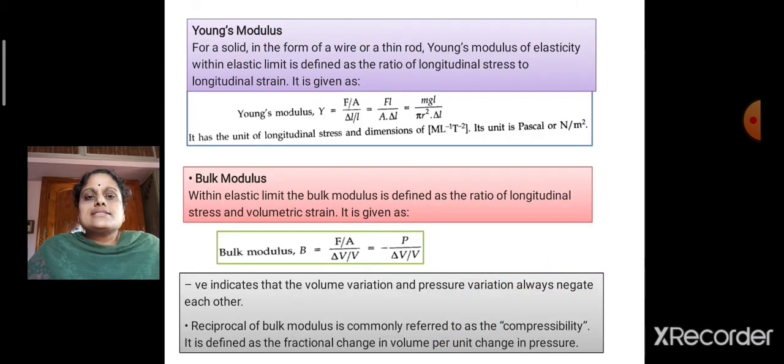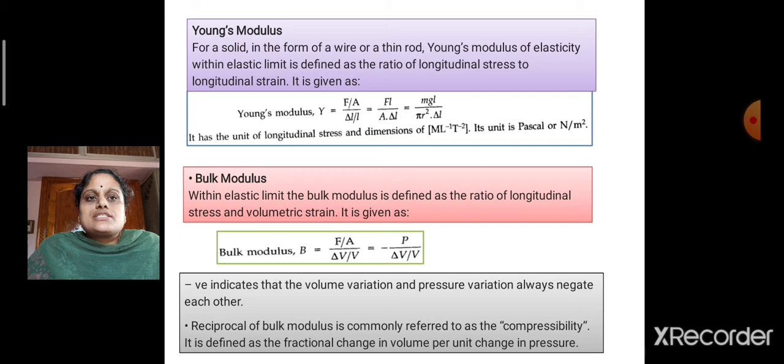Now, let us discuss Young's modulus. For a solid in the form of a wire or a thin rod, Young's modulus of elasticity within the elastic limit is defined as the ratio of longitudinal stress to the longitudinal strain. It is given as Young's modulus Y equals F by A divided by delta L by L, or it is equivalent to F into L divided by A into delta L.